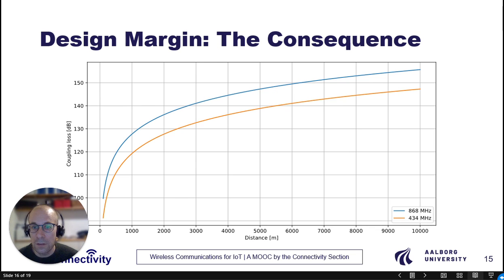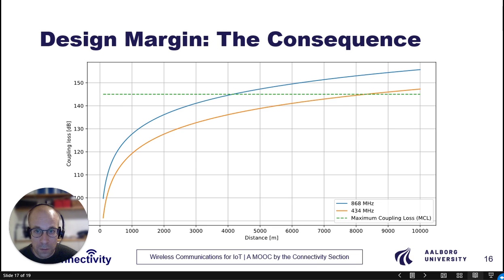Here I've just illustrated the path loss, the coupling loss of two different frequencies using a very simple propagation model. This is the Friis model, and due to the different frequencies, we get two different traces of the coupling loss. If our base station had a sensitivity of, for example, or a maximum coupling loss of 145 dB, it translates to a link budget of 145 dB as well.